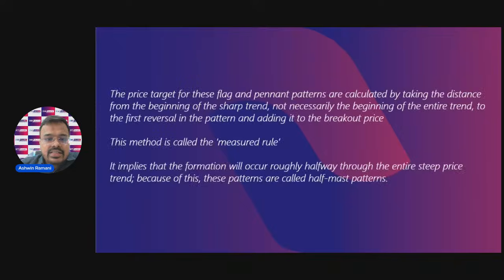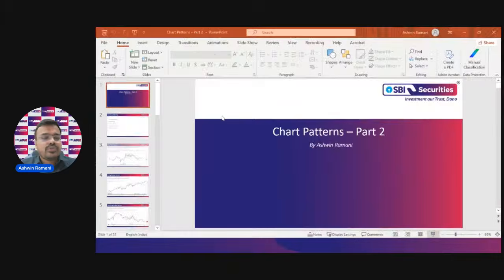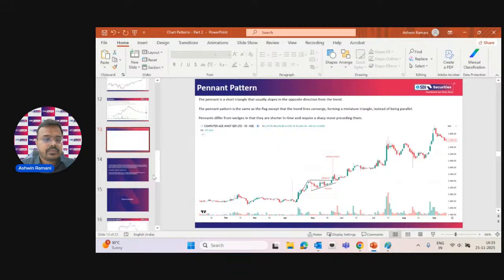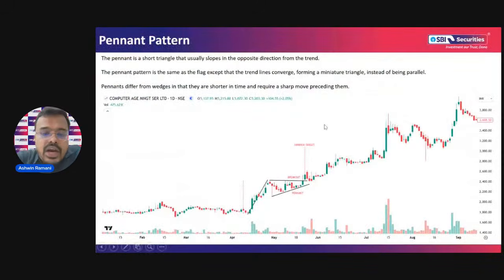And the last pattern. So the price target for these flag and pennant, so there is also something called a pennant pattern. So I'll show you what a pennant pattern is. Now, can anyone tell me what is the difference between a flag and pole and a pennant pattern? So here you can see a pennant pattern on my screen. But can you look at the chart and tell me what is the difference between a flag and pole and a pennant pattern?